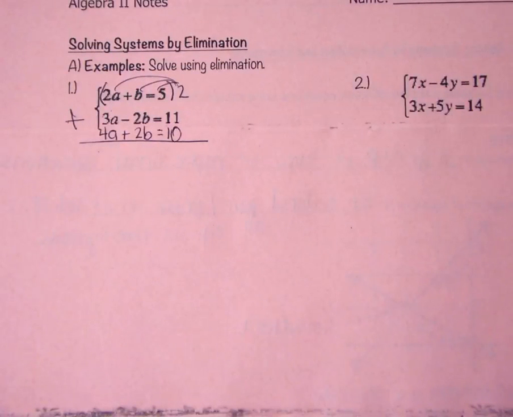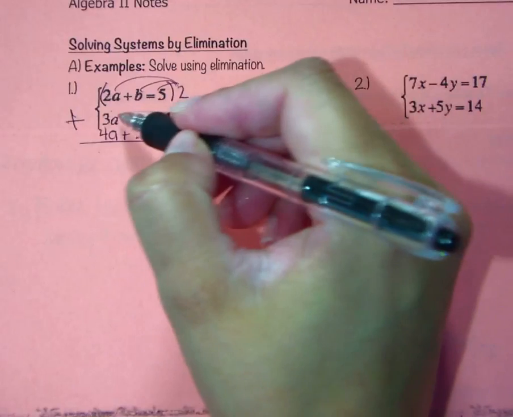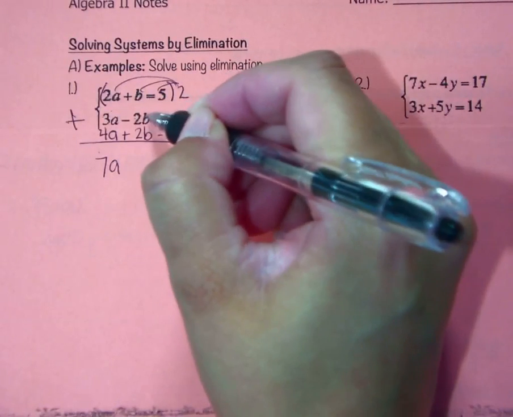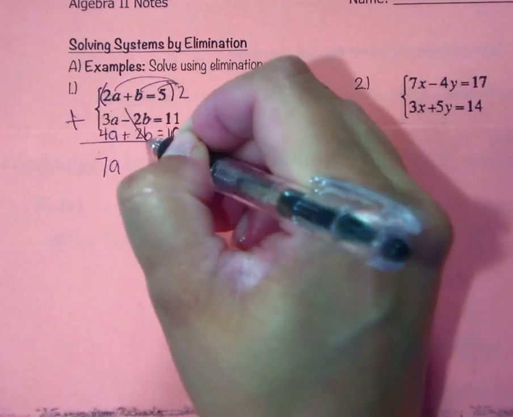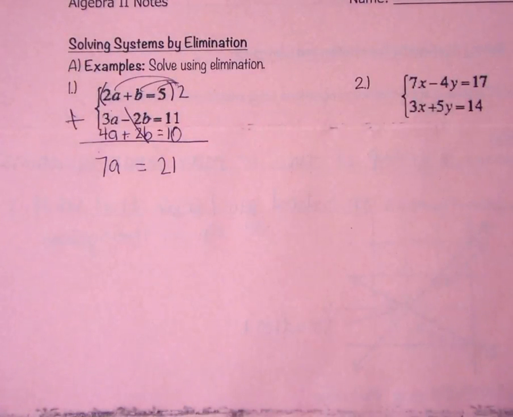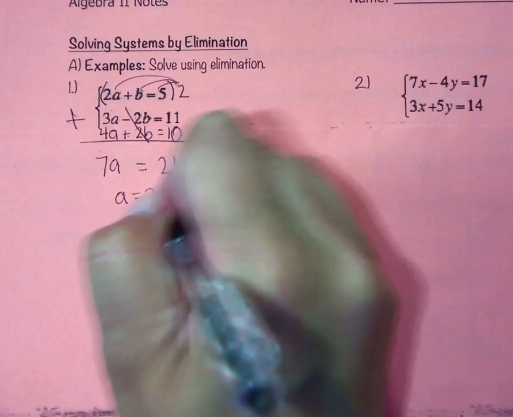Now when I add straight down, I have 7a, but then a negative 2b plus a positive 2b is 0. So those drop out, which is what we want to happen. In doing that, we're down to an equation with just one variable. We can divide and solve for a.